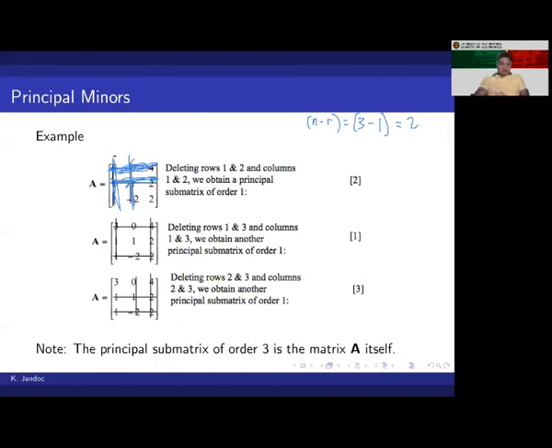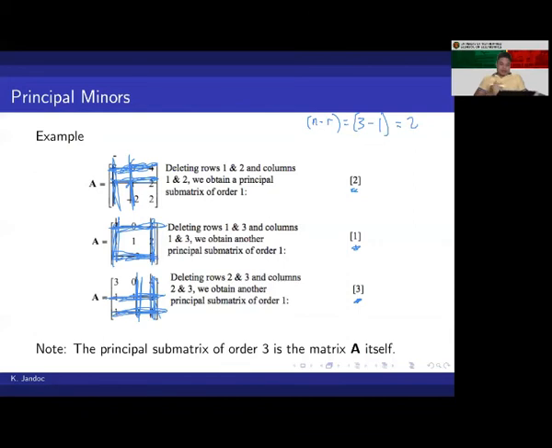So you're left with the submatrix 2. If we delete the first row and third row, we must also delete the first column and third column. You're left with the submatrix 1. And then finally, if we delete the second row and the third row, we must also delete the second column and the third column. We're left with the principal submatrix of order 1, another one, 3. Okay? So that's how you get the principal submatrices of order 1.